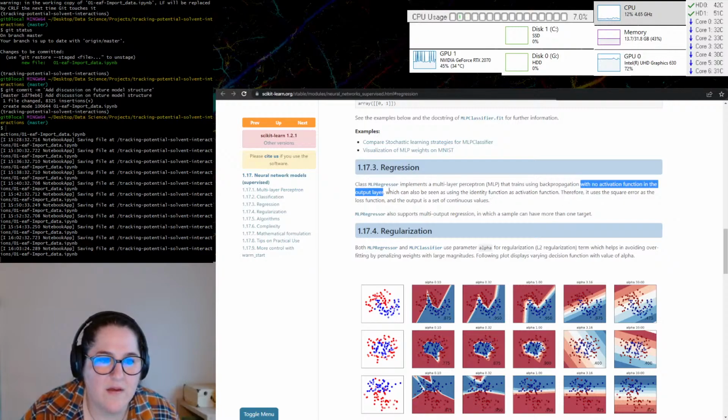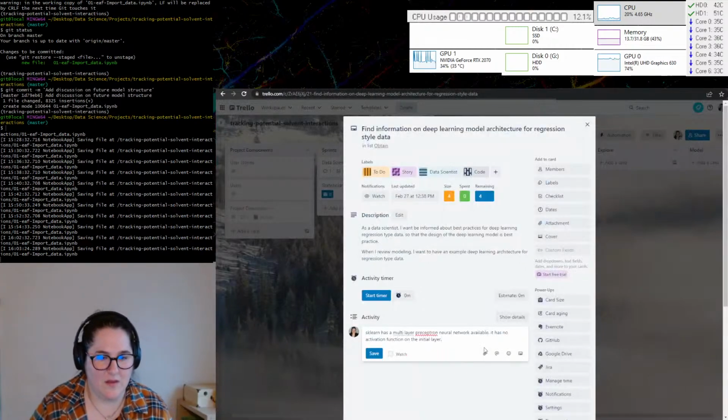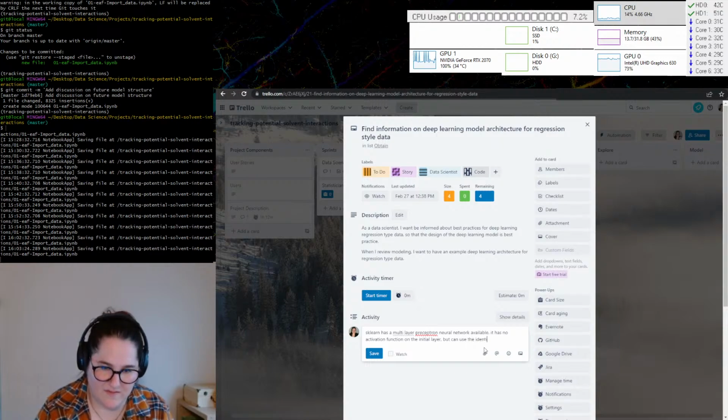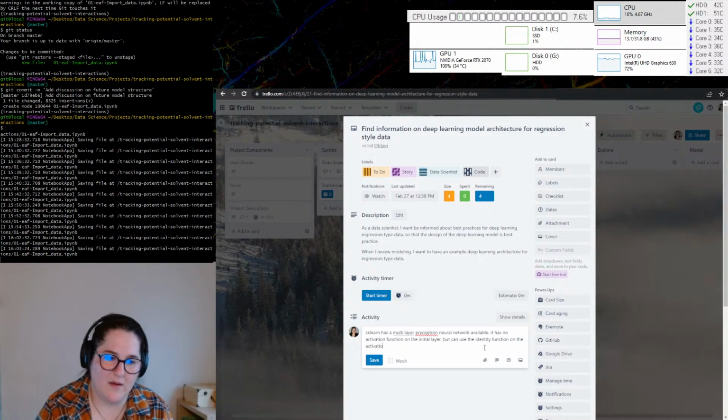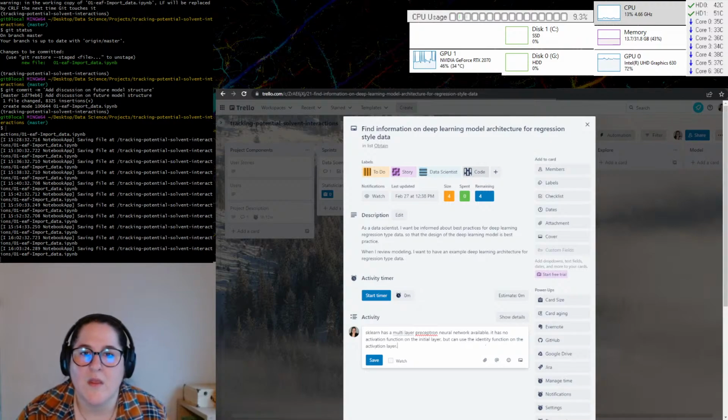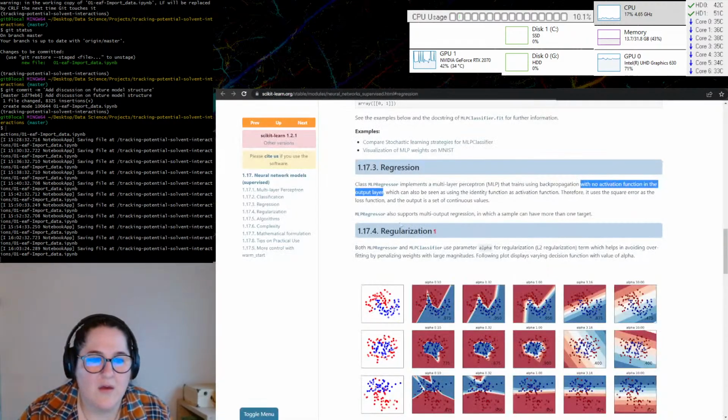It can also be seen using the identity function as the activation function. I'm going to put that as well. But you can use the identity function on the activation layer. It also supports multi-output, but we don't want to have more than one target.